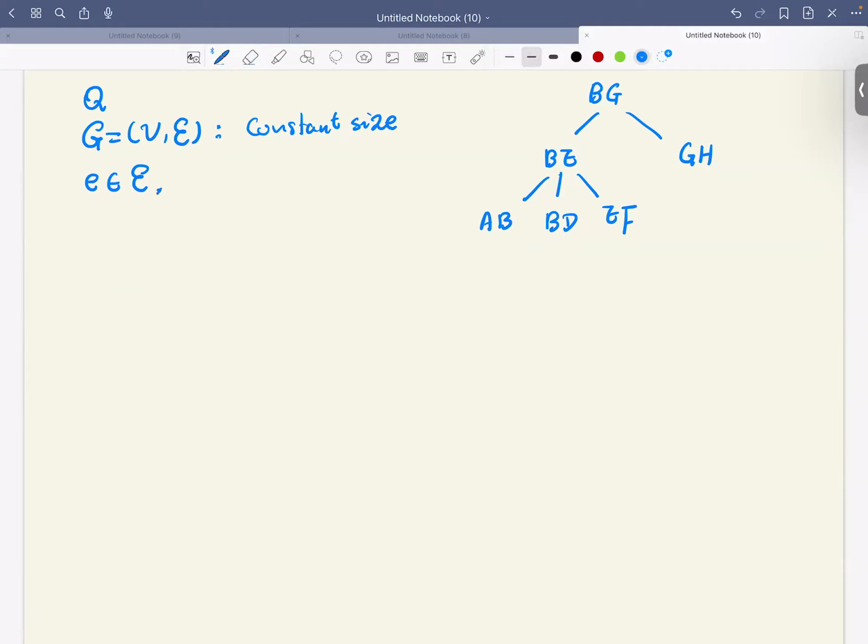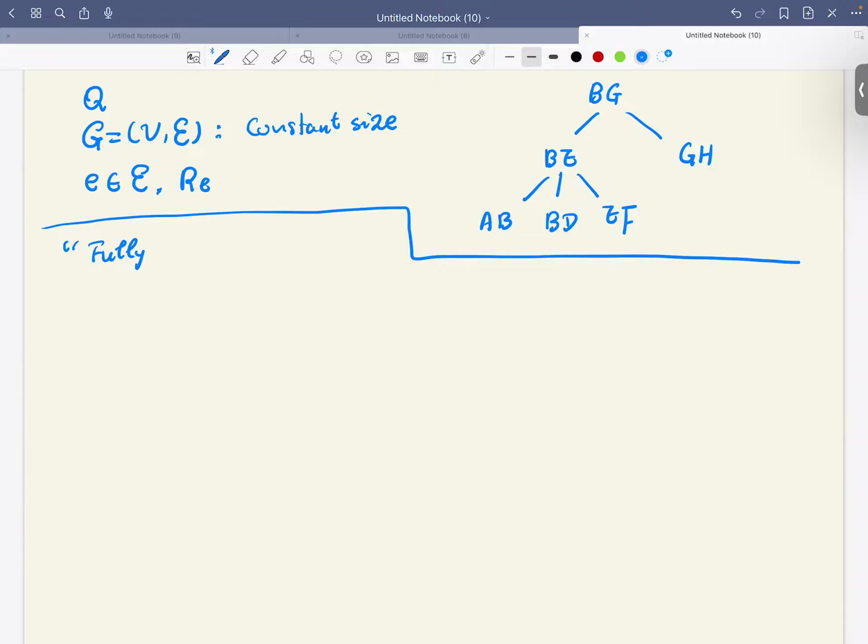Okay. Some fundamental lemmas, which I have talked about in the previous seminars. The first one is fully reduced. So I will be talking about only fully reduced acyclic joins. I hope that makes sense to you.